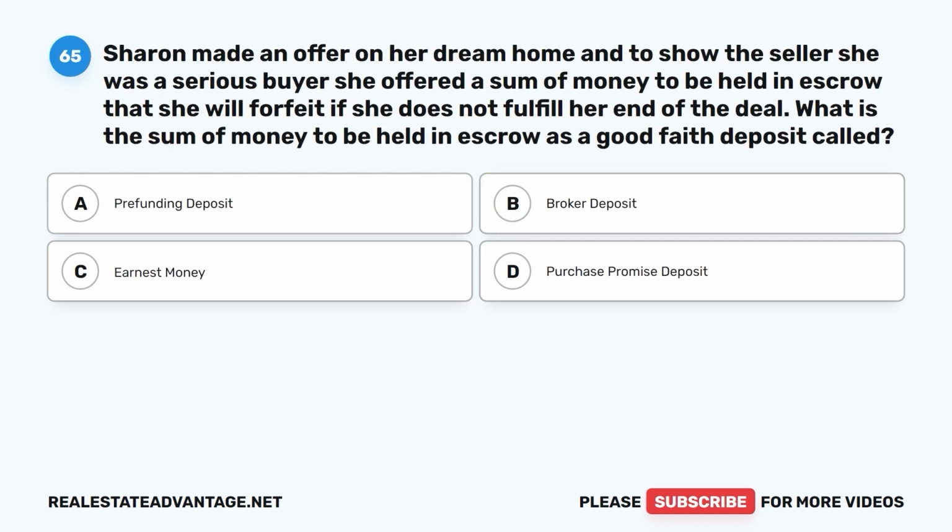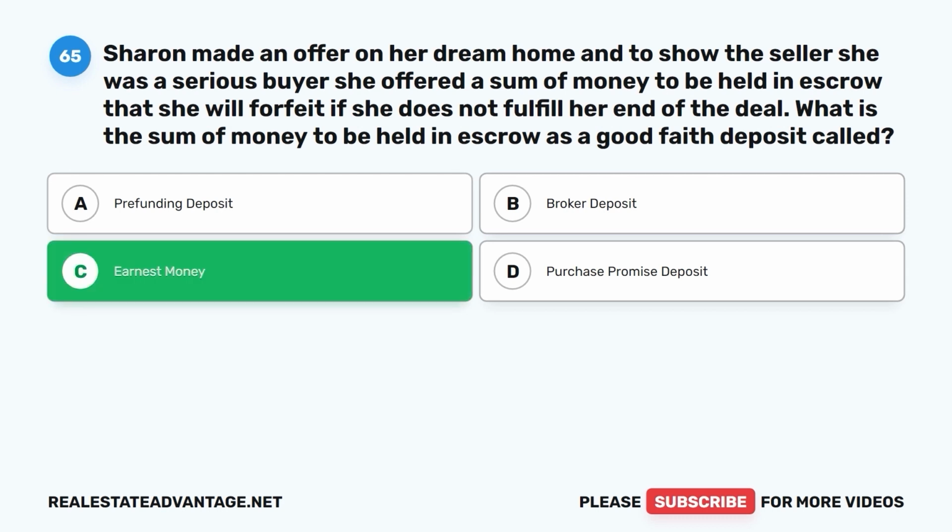Question 65. Sharon made an offer on her dream home, and to show the seller she was a serious buyer, she offered a sum of money to be held in escrow that she will forfeit if she does not fulfill her end of the deal. What is the sum of money to be held in escrow as a good faith deposit called? A. Pre-funding deposit, B. Broker deposit, C. Earnest money, D. Purchase promise deposit. The correct answer is C.